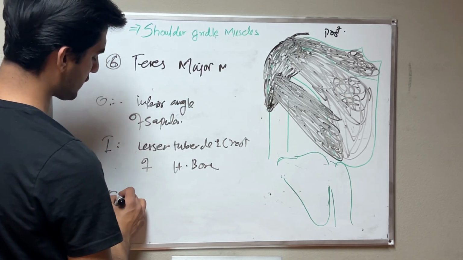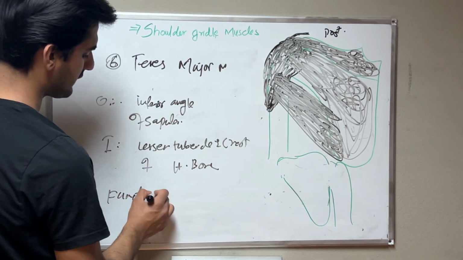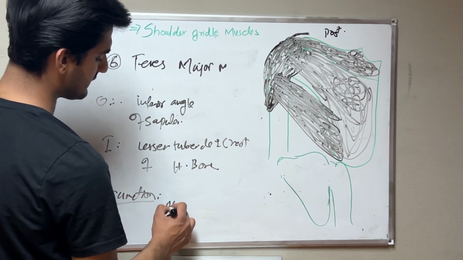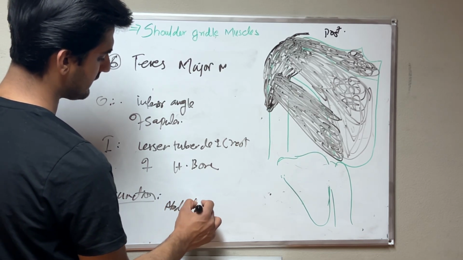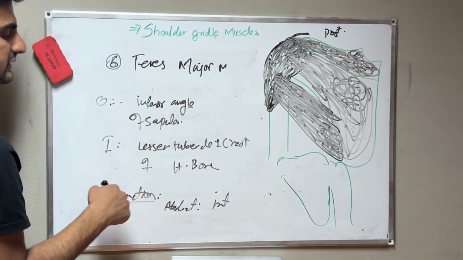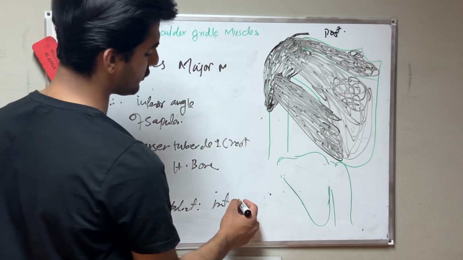Now if you talk about the function of this muscle, the function is abduction and internal rotation. Remember, for the teres minor we discussed external rotation, but here it is internal rotation.